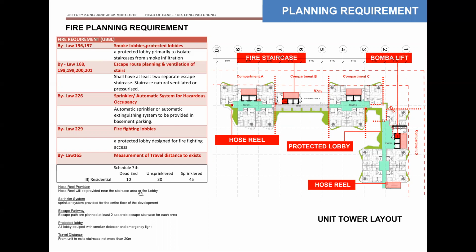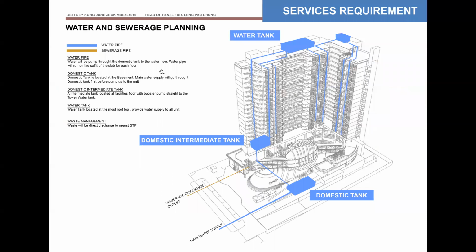Then these are all the requirements. All the development is with sprinklers. A hostel is also provided. I have four sets of fire staircases and two protected lobbies. This is the water and sewage planning.